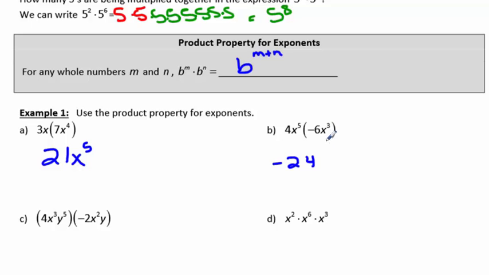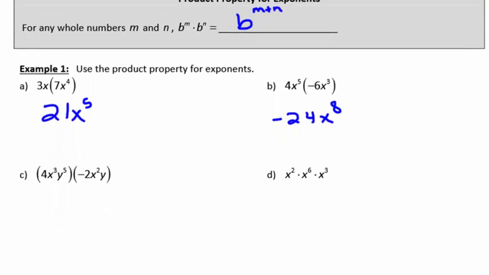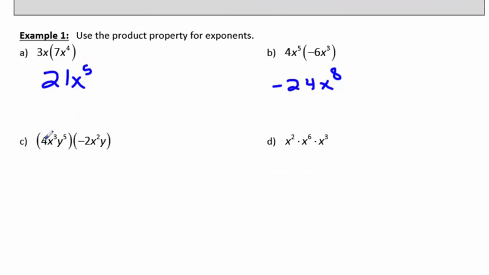X to the fifth times x to the third will be x to the eighth, adding up the exponents there. Another multiplication, 4 times negative 2 is negative 8, and then we look at our x's and our y's. 3 and 2 make x to the fifth, and y to the fifth, and one more y will give us y to the sixth. Part D, x squared times x to the sixth times x to the third. 2 plus 6 is 8, plus 3 is 11, so I'm going to have x to the 11th here.